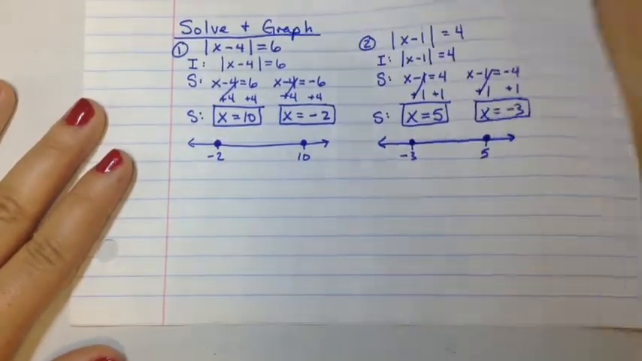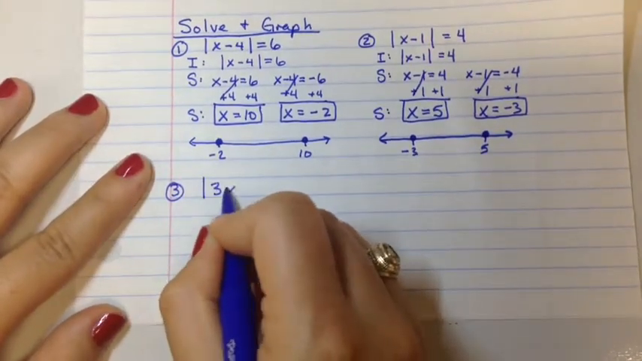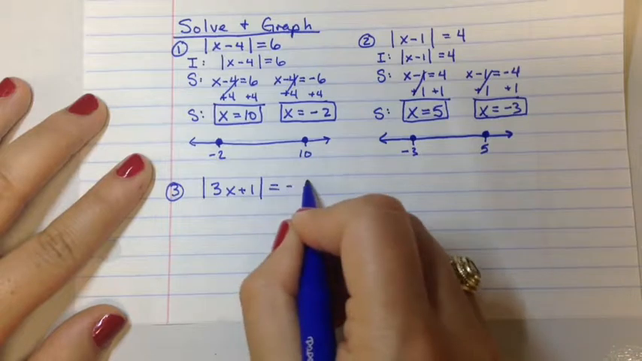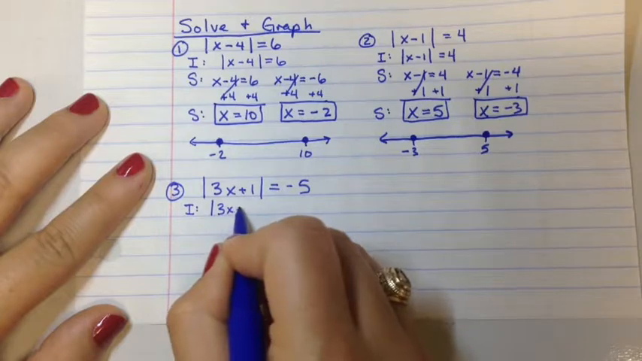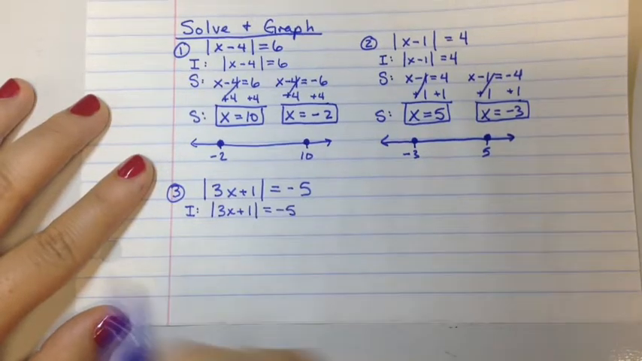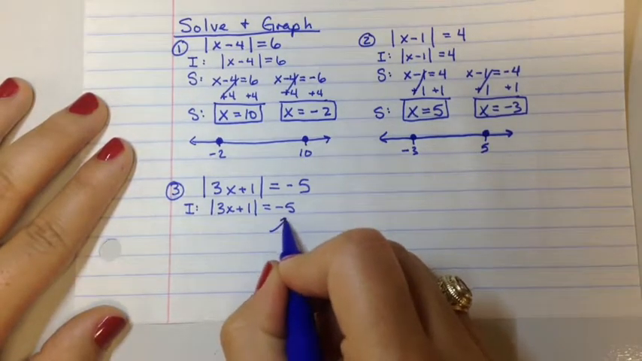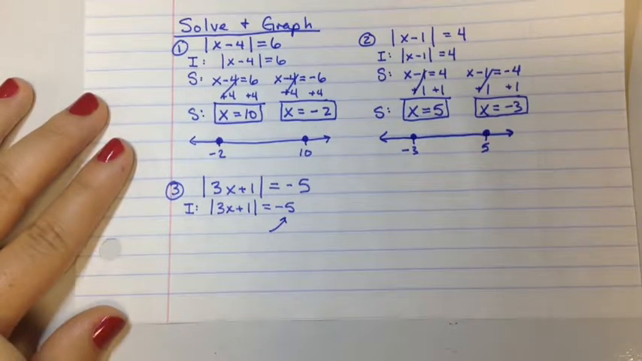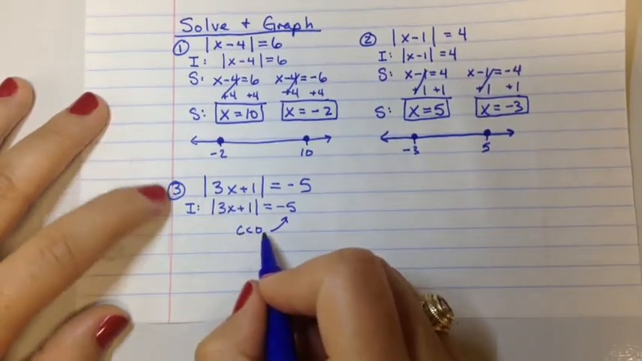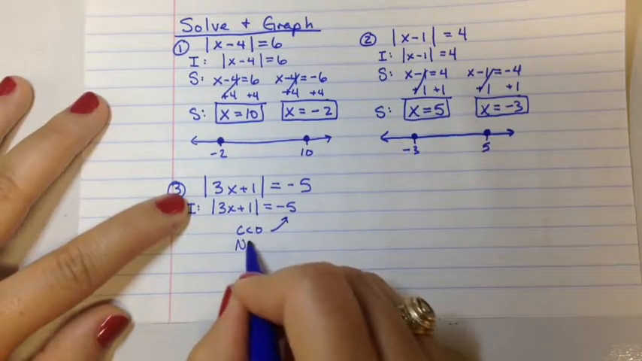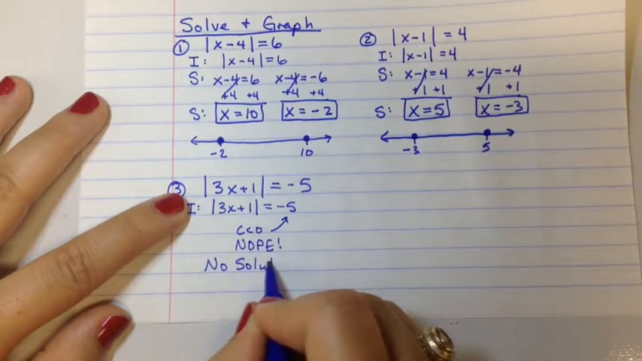Our third example is a bit different. We have the absolute value of 3x plus 1 equal to negative 5. I go to the isolate step. I have already, again, isolated my absolute value. We'll have an example here in a minute where it's not. But do we notice something here? What is the value of c? That is a negative number, which means my value c is less than 0. That can't happen. So we say that this has no solution.